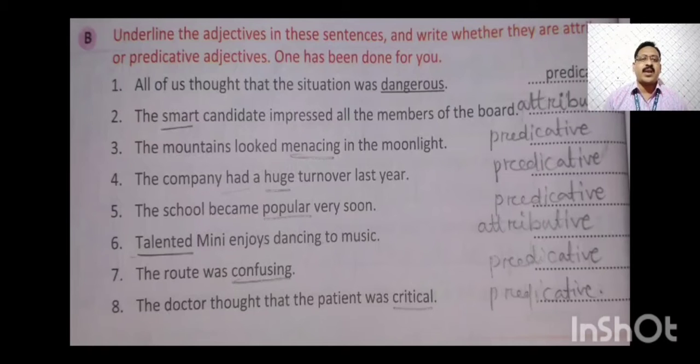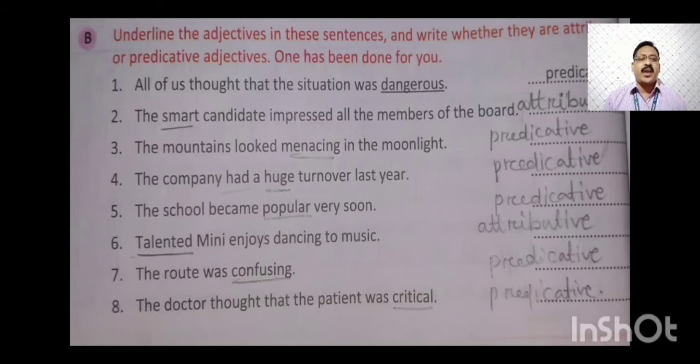Second one, the smart candidate impressed all the members of the board. Here, smart is the adjective. After smart, we can see the noun is candidate. So, it is an attributive adjective. The mountain looked menacing in the moonlight. Here also you can see the adjective is after the noun, not before the noun. So, it is a predicative adjective.